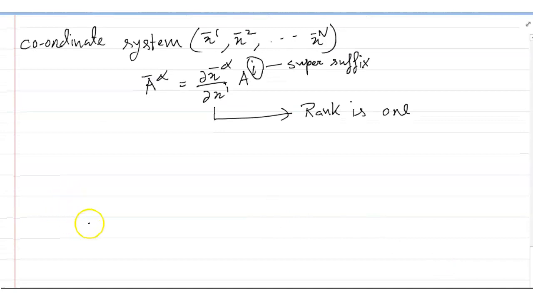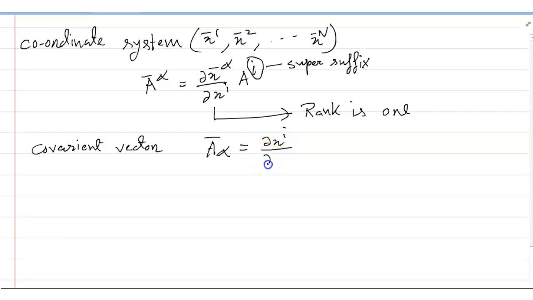In the case of a covariant vector, A bar alpha is equal to del x to the power i divided by del x bar to the power alpha, into Ai. So friends, this is covariant. This rank is also 1.